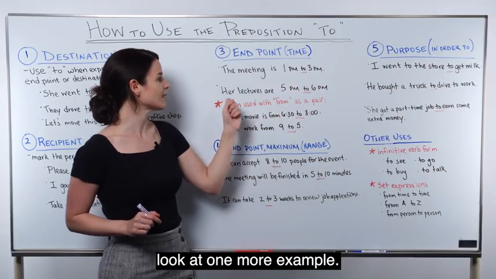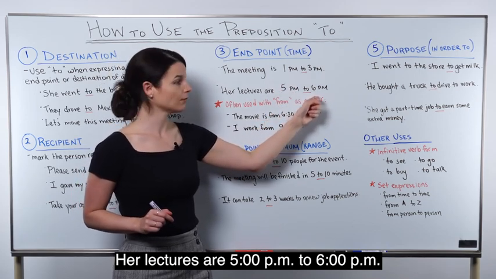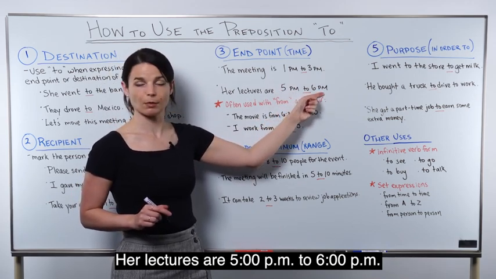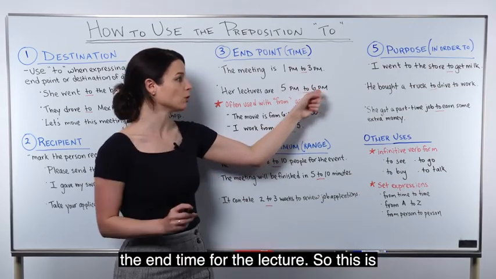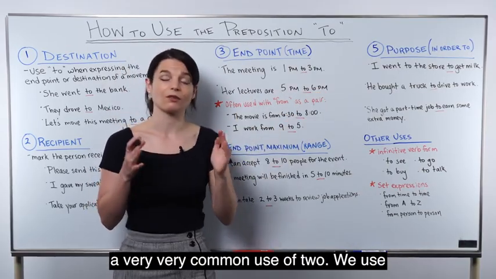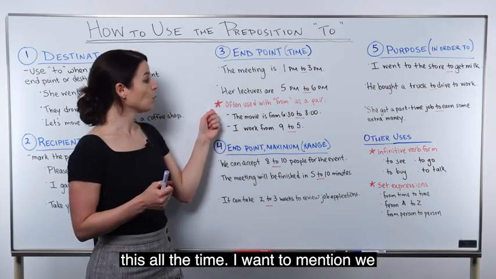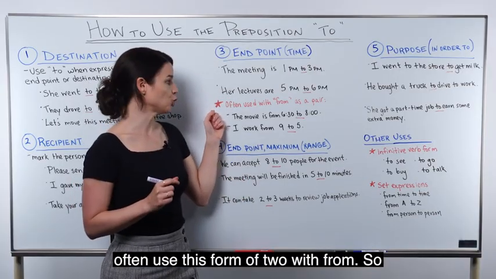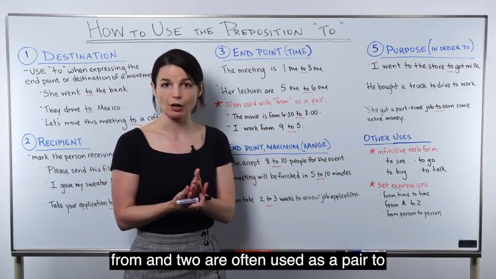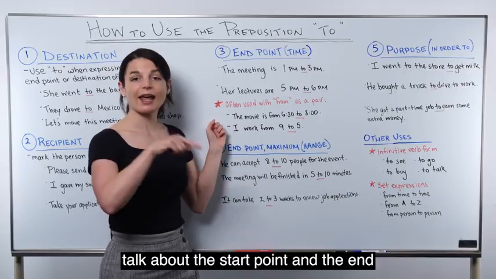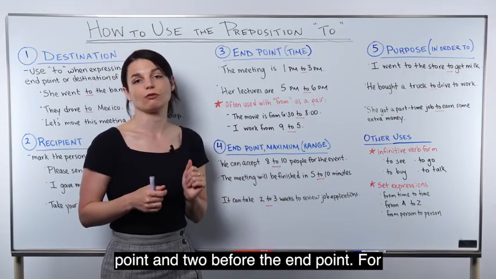Let's look at one more example. Her lectures are 5 p.m. to 6 p.m. Again, we have to before the end point, the end time for the lecture. So this is a very, very common use of to. We use this all the time. I want to mention we often use this form of to with from. So from and to are often used as a pair to talk about the start point and the end point. So we use from before the start point and to before the end point.